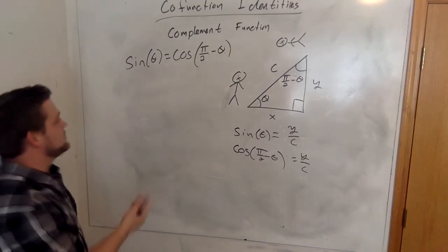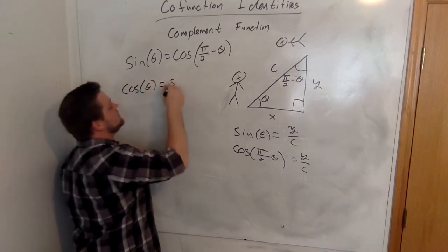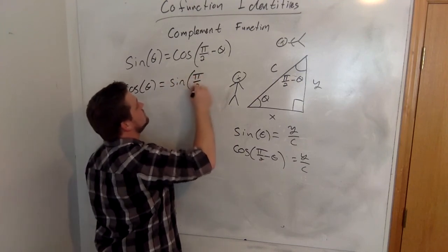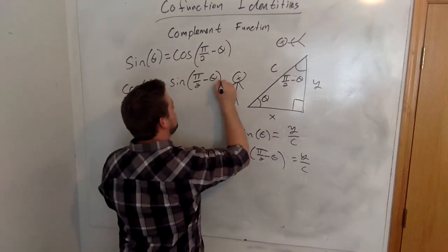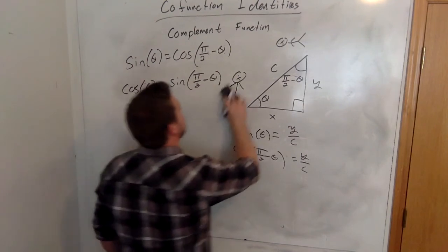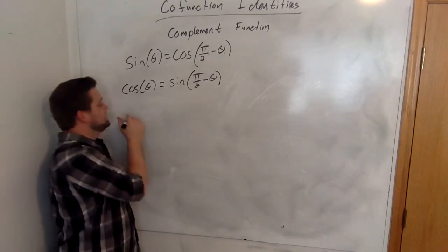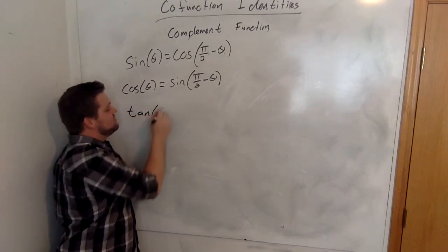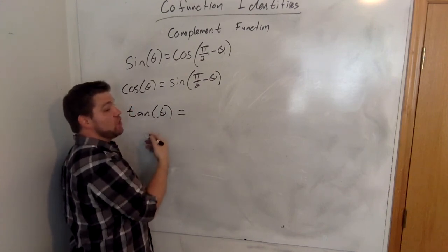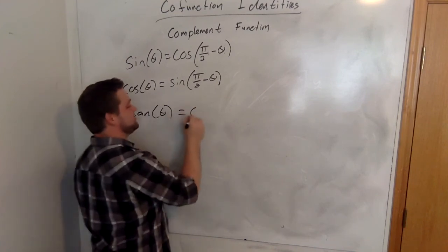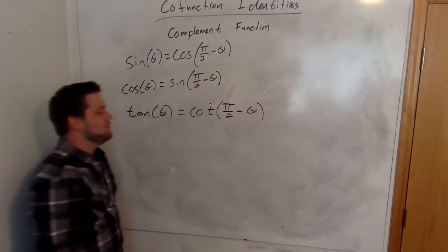Okay, so this is one of them. It would also be true, and you can verify this, that cosine of theta would be the same thing as sine of the complement angle. So what I want you to do is convince yourself of the other ones. Draw your triangle and do this on your own. But it's also true that the tangent of theta would be equivalent to the cotangent, the complement of tangent, of the complement angle, pi over 2 minus theta.